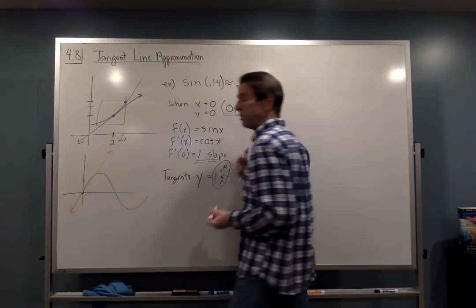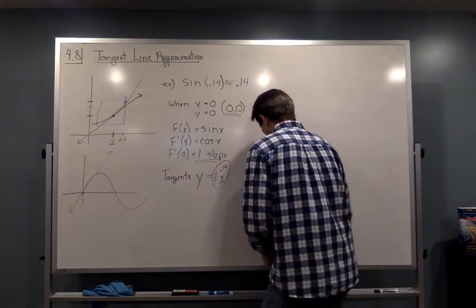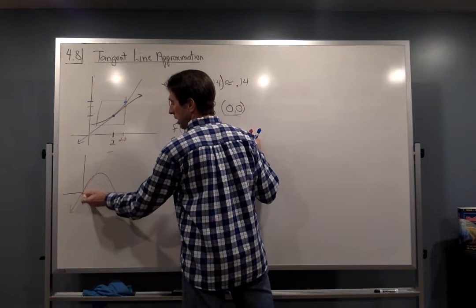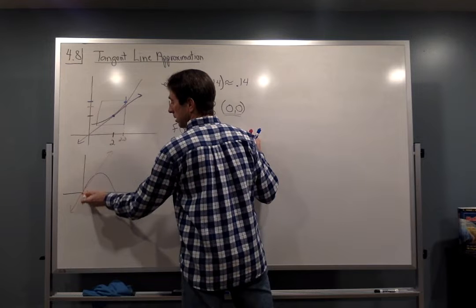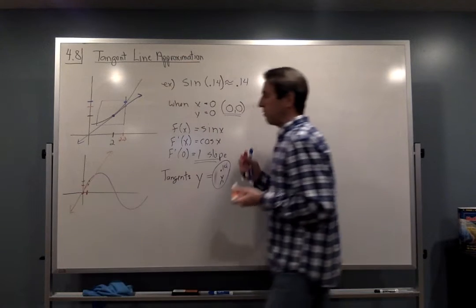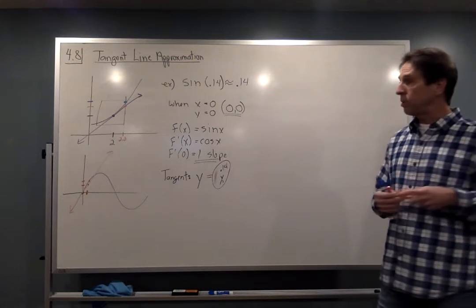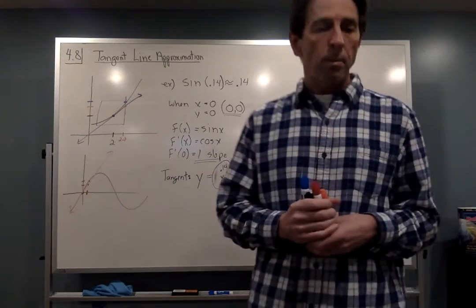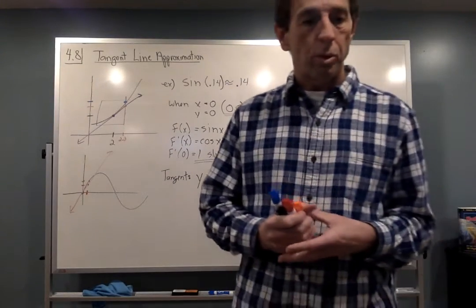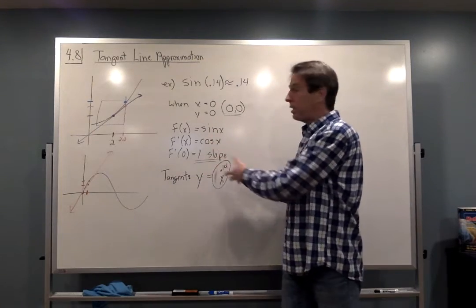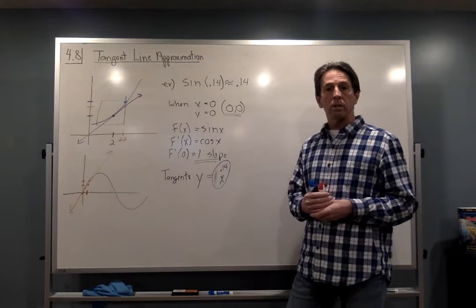With a slope of 1. And all we've done is we've figured out that the tangent with a sine of 0.14 is going to be very close to the value of the function at 0.14. That's tangent line approximation. So in your problem set, you're going to have several problems where you need to find the tangent line at a certain point and then put some other numbers in.